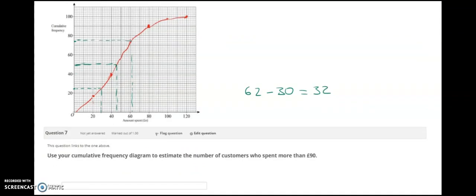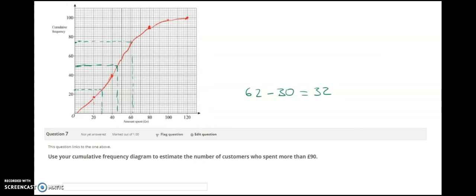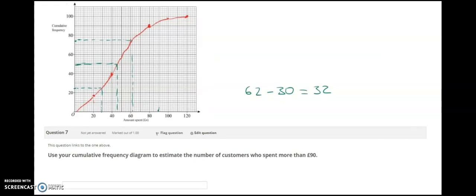Question number 7 also links to question number 5 and 6. So we've got to use the same graph that we have above to estimate the number of customers who spent more than £90. So we're looking at the horizontal axis where we've got the amount spent in pounds. 90 is in between 80 and 100, so I'll go up this line. You can use a ruler. So we'll go up to where it meets the line, and then we'll go across.